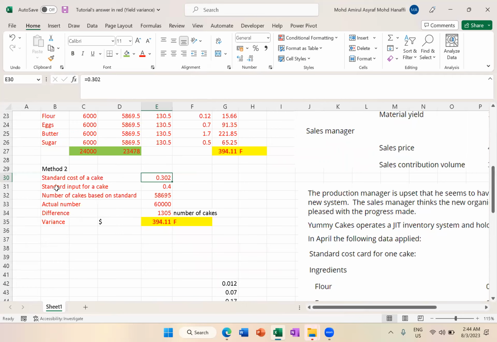Okay. And then the standard input for a cake. Meaning according to standard, one cake requires 0.4, not 0.36. 0.36 is not enough. Therefore, this is the actual input. We say 0.4 kg for one cake. But what we actually used is 23478. So if we follow the standard, do you understand, guys? If the standard says 0.4 is for one cake, the standard, not the actual, then if you use 0.8, based on the standard, you will make two cakes.